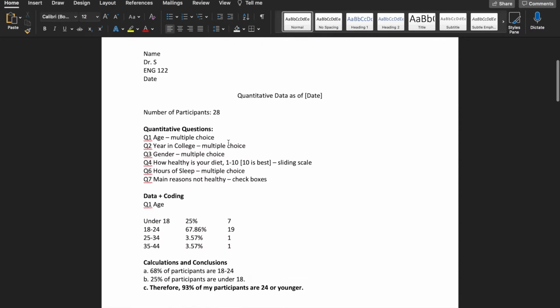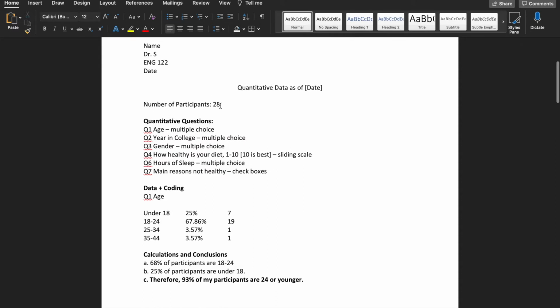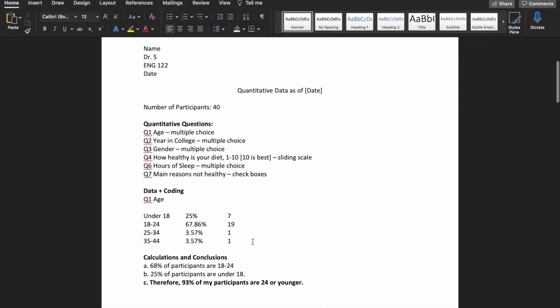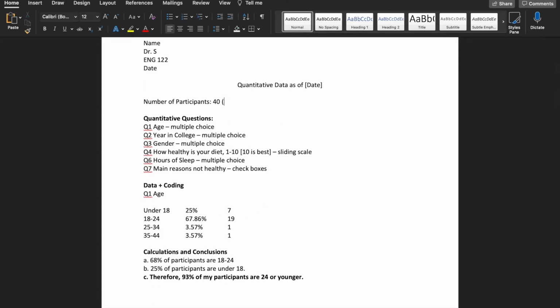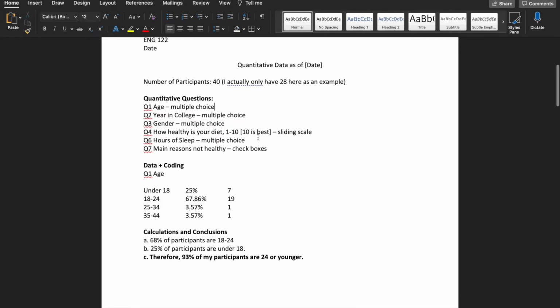So this is how you set it up. You should have 40 participants when you turn this in. I did not when I did this example back in the day, but you should have it. So let's just put 40 and ignore that the numbers don't add up to 40. I'm going to write this down so it doesn't confuse people. I actually only have 28 here as an example. Let's just say I intentionally only chose 28.